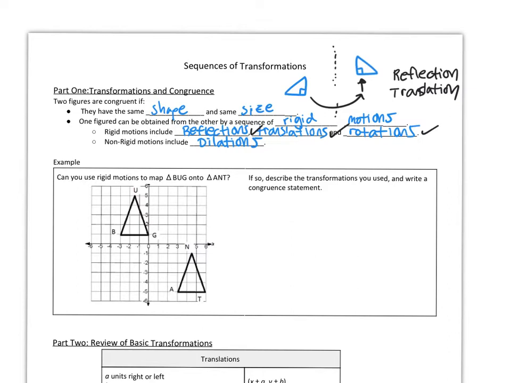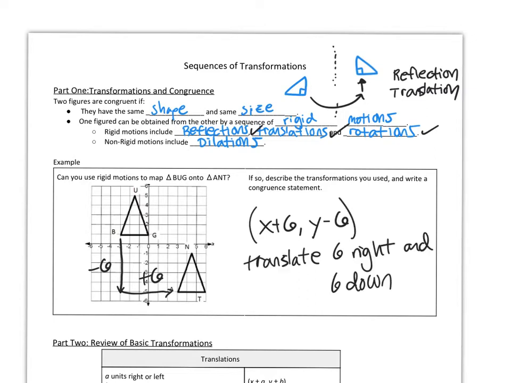So let's look at an example down here. Can you use rigid motions to map triangle BUG onto triangle ANT? Sure we could. We could do that with translations. We just move it 6 to the right, so that would be x plus 6, and we move it 6 down, so that would be y minus 6. And that's how we would say it in words.